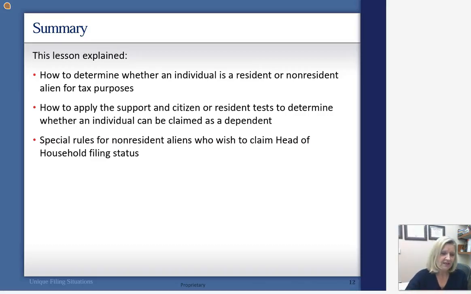So these are just some unique situations you may run into, and hopefully this will help you get through those.